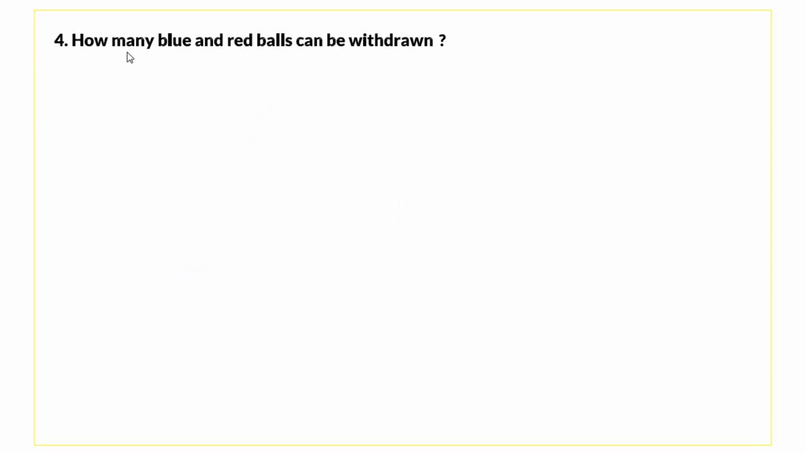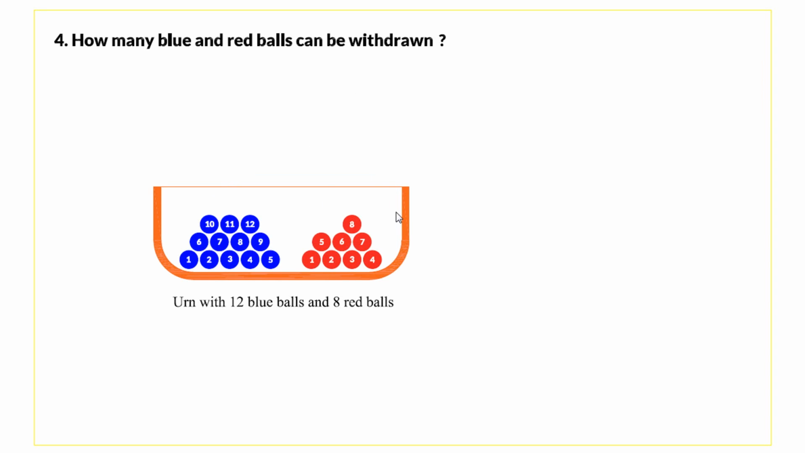Question number 4. How many blue and red balls can be withdrawn? So here is the population, and we will pick up 1 object from the blue population and 1 object from the red population in order to compose a sampling of 2 objects. One is blue and the other is red. So we may pick up blue red or red blue, and now we need to know how many ways for such non-ordered pickup.